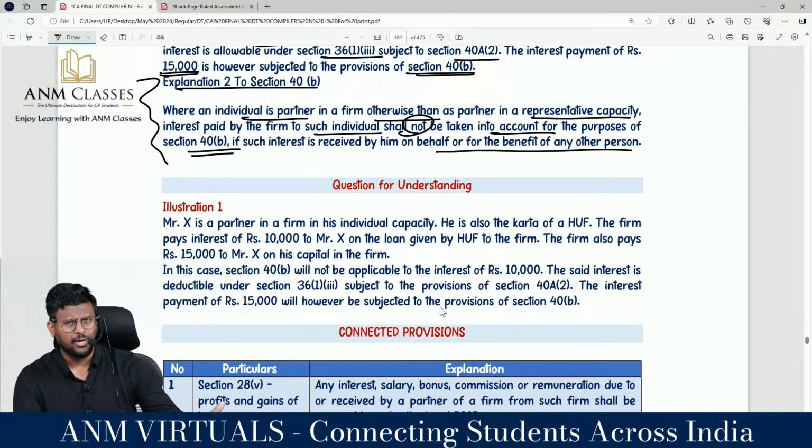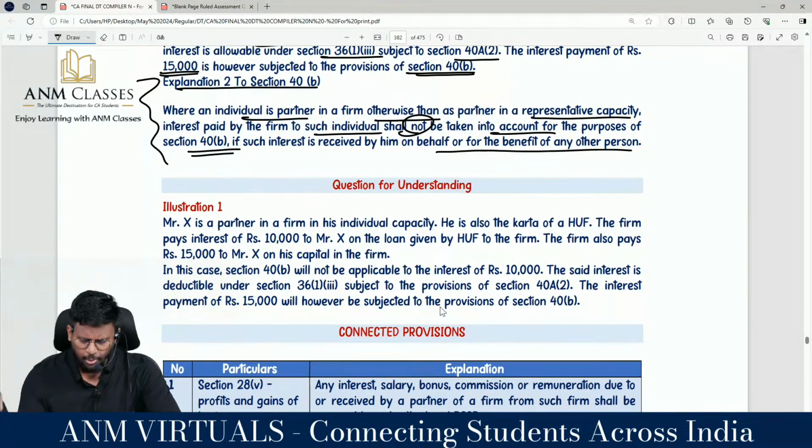I am a partner in a firm not in a representative capacity but in an individual capacity. Partnership firm needs some loan. I borrowed some loan for the benefit of the partnership firm and I get that interest for some other person, then that will not be covered under 40B.